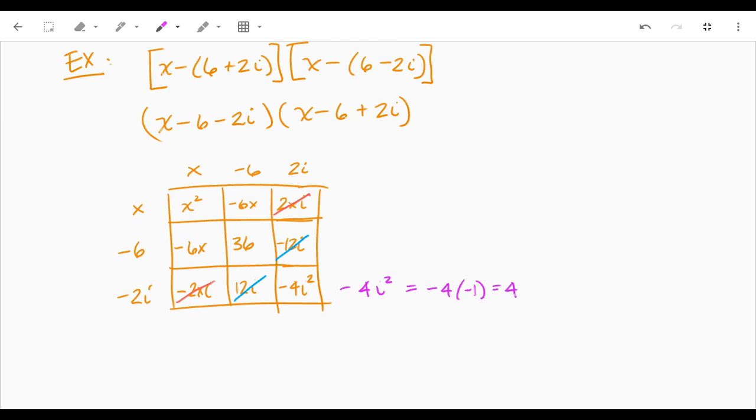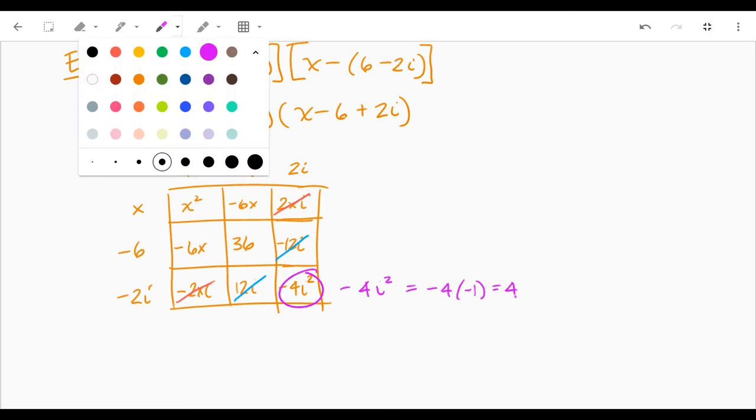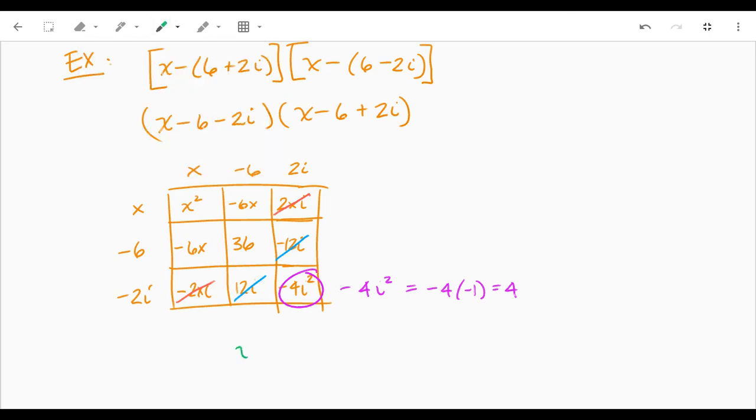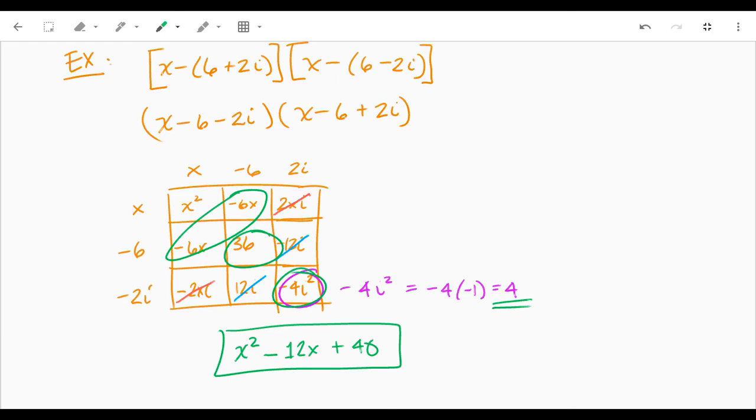So what we have in the end then is x squared minus 6x minus 6x, so minus 12x, plus 36 plus 4, that 4i squared, which was 4. So plus 36 plus 4, so 40. And whenever you do these problems, you should get all real numbers then.